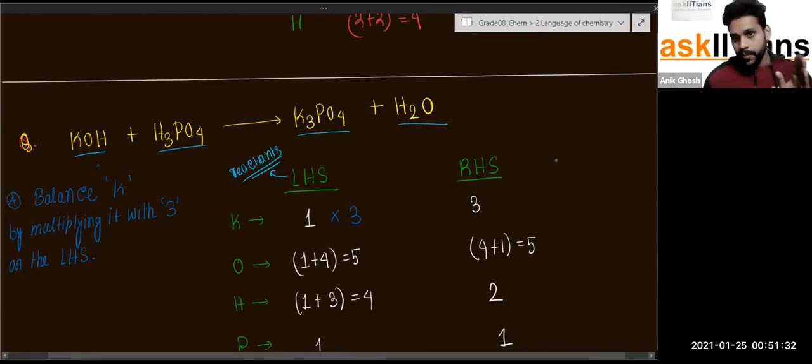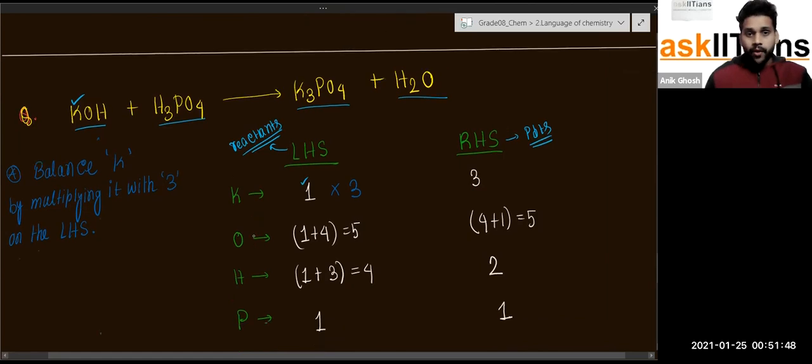Now you can see on the reactant side how many potassiums there are. There is only one potassium on the left hand side, so I'm writing 1 over here. Just look at the way I'm writing it. Similarly, for oxygen, how many oxygens are there? For KOH there is 1 oxygen, so I'm writing 1 here, and for phosphoric acid there are 4 oxygens, so 4 with it. So there are a total of 5 oxygens, so I am writing 5 there.